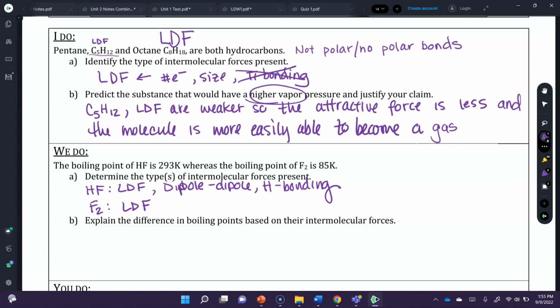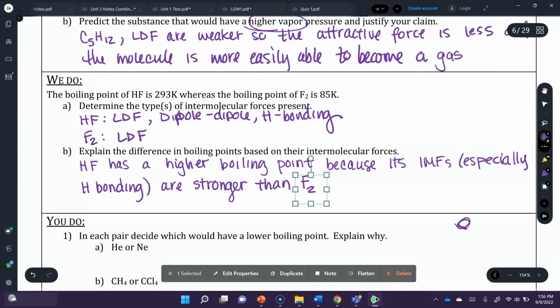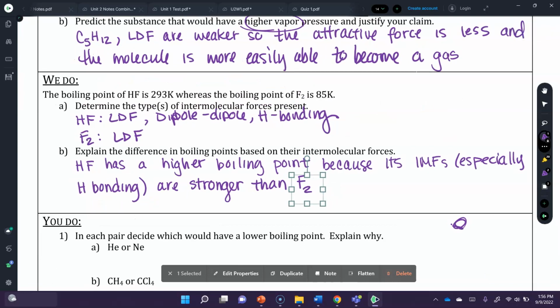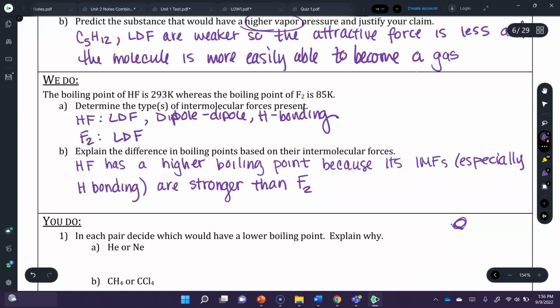Now, using this information, please pause the video and explain the difference in boiling points based off of intermolecular forces. Okay, so HF has a higher boiling point because its intermolecular forces, especially H bonding, are stronger collectively than fluorine's. And that's all you really have to say, is leave it to its intermolecular forces. Because it has so many more, they're more attracted to each other and thus it requires more energy to overcome that attraction and boil it.